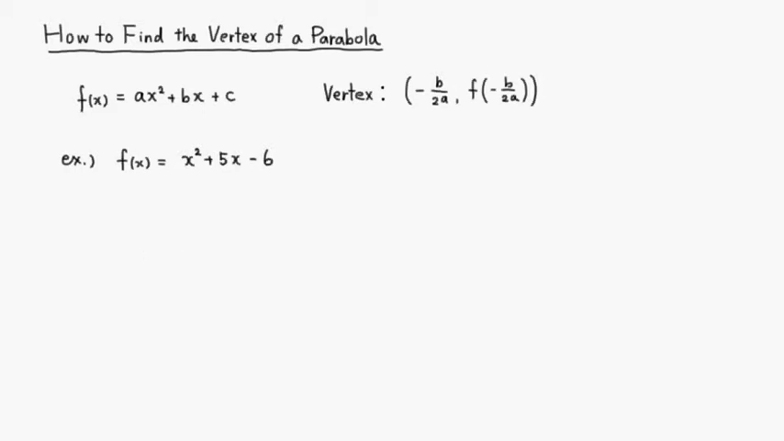First, we're going to identify A, B, and C. So here's A, B, and C. A is the coefficient of x squared, so in this case it's 1. So A is 1, and B is positive 5, and C is negative 6. We don't really use C, but I'll just write it down anyway.